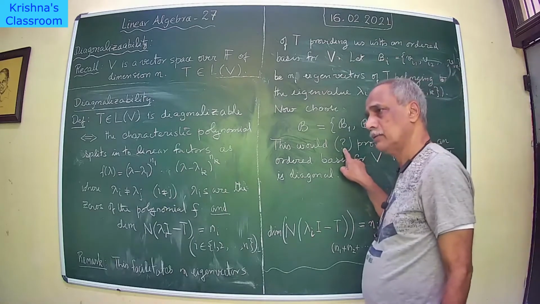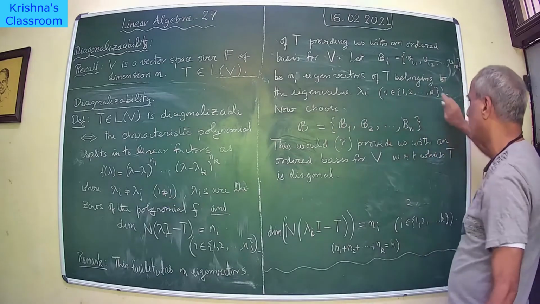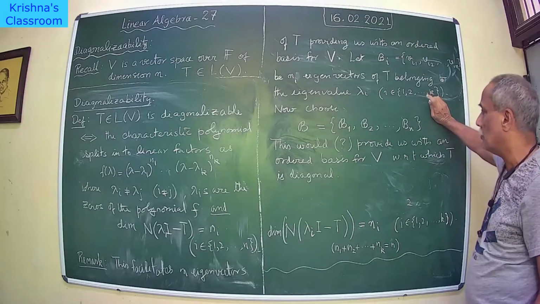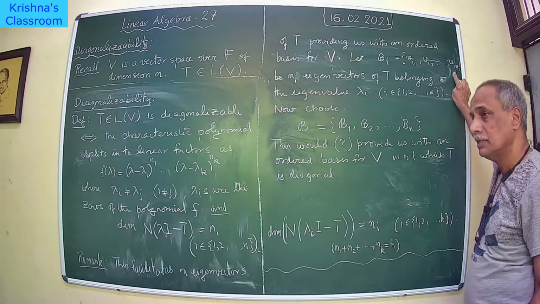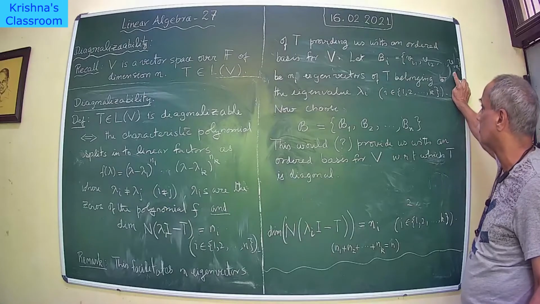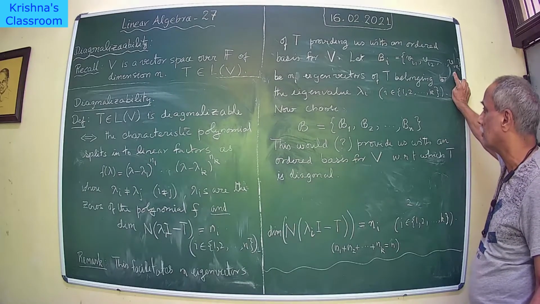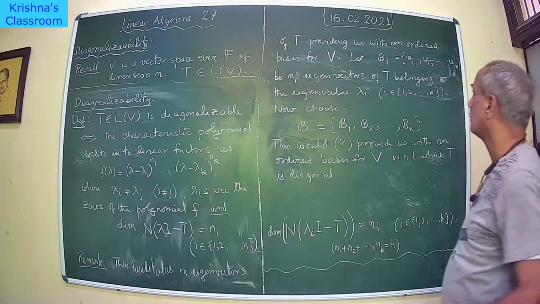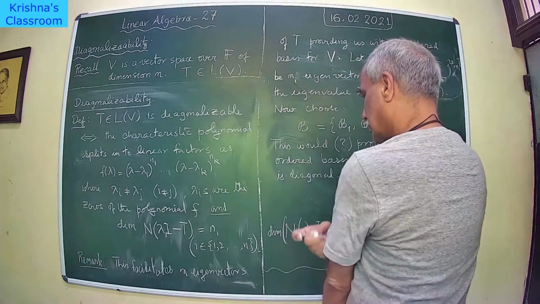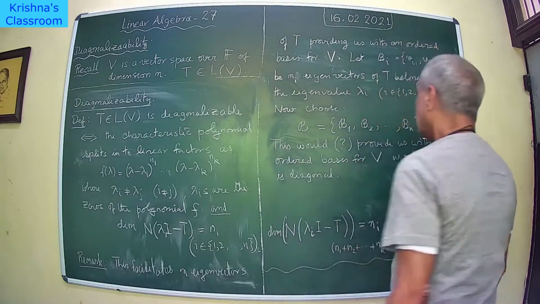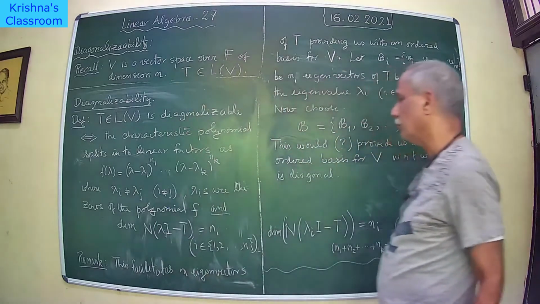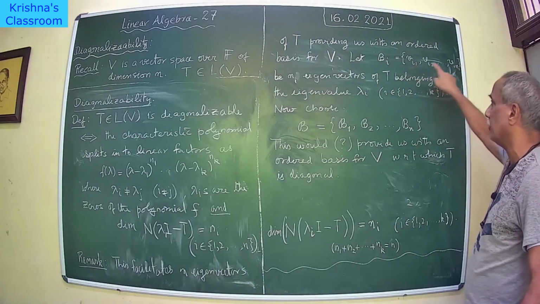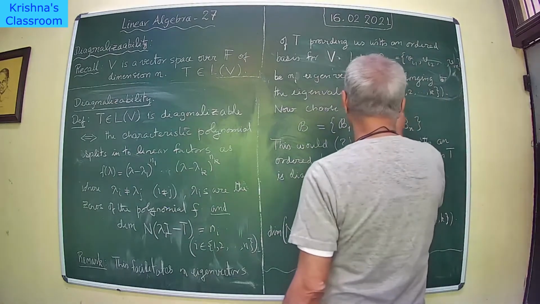I put a question mark here because it's not immediately clear that B1, B2, etc., Bn form a basis. What we have assumed is that there are ni linearly independent eigenvectors. From this assumption, the dimension of the null space of lambda i I minus T equal to ni means that this is an ordered basis that you can choose. Okay, now this form of basis.